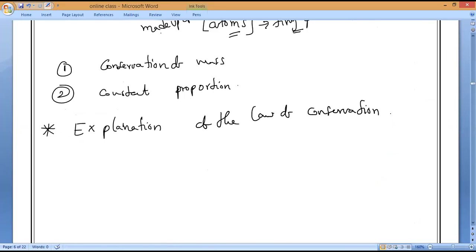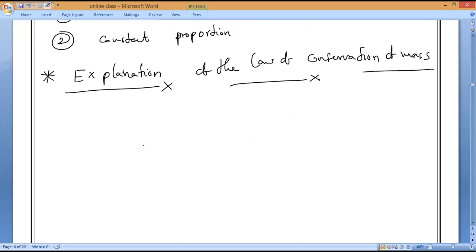We already did this event, but again we are studying it. So let us see the explanation of the law of conservation of mass. According to Dalton's atomic theory, we remember every matter is made up of what, guys? Atoms, the smallest particles. But is it possible to subdivide the atom? Atoms are themselves the smallest particles which cannot be further divided.